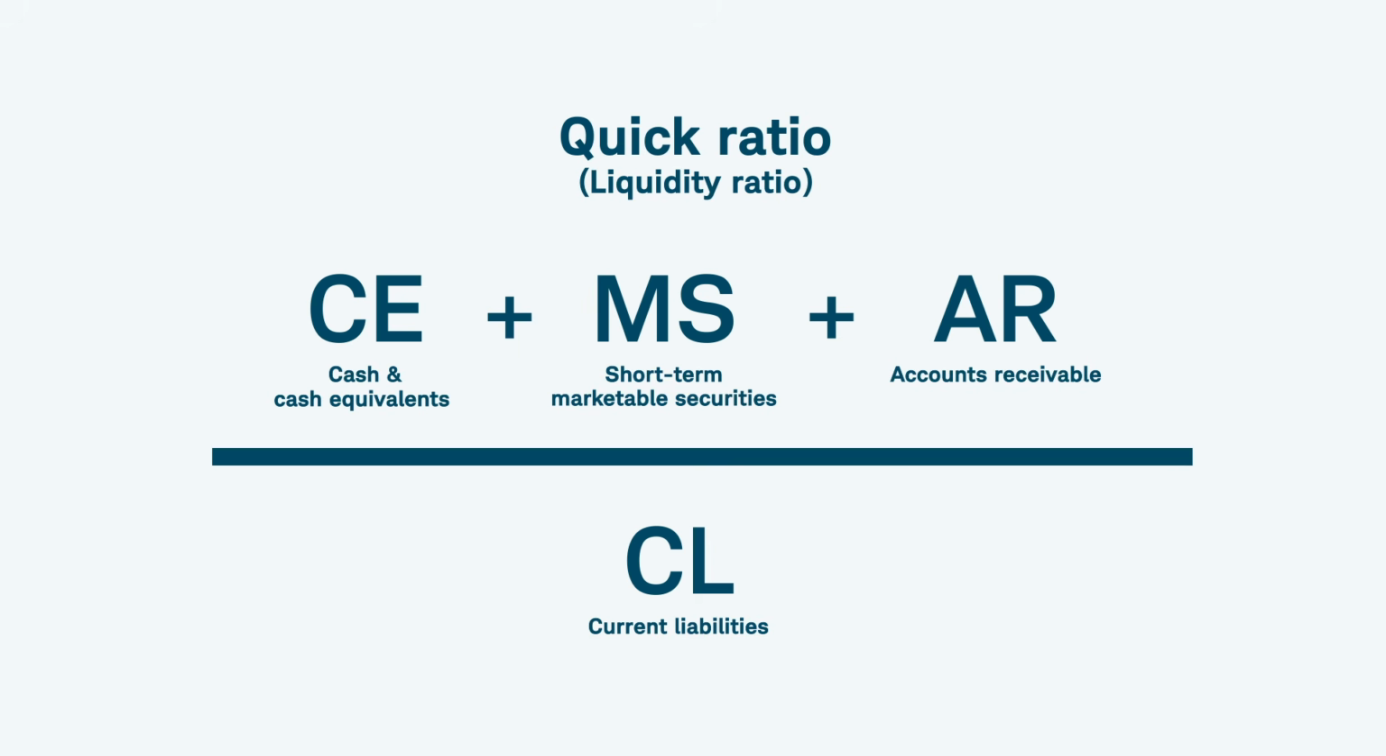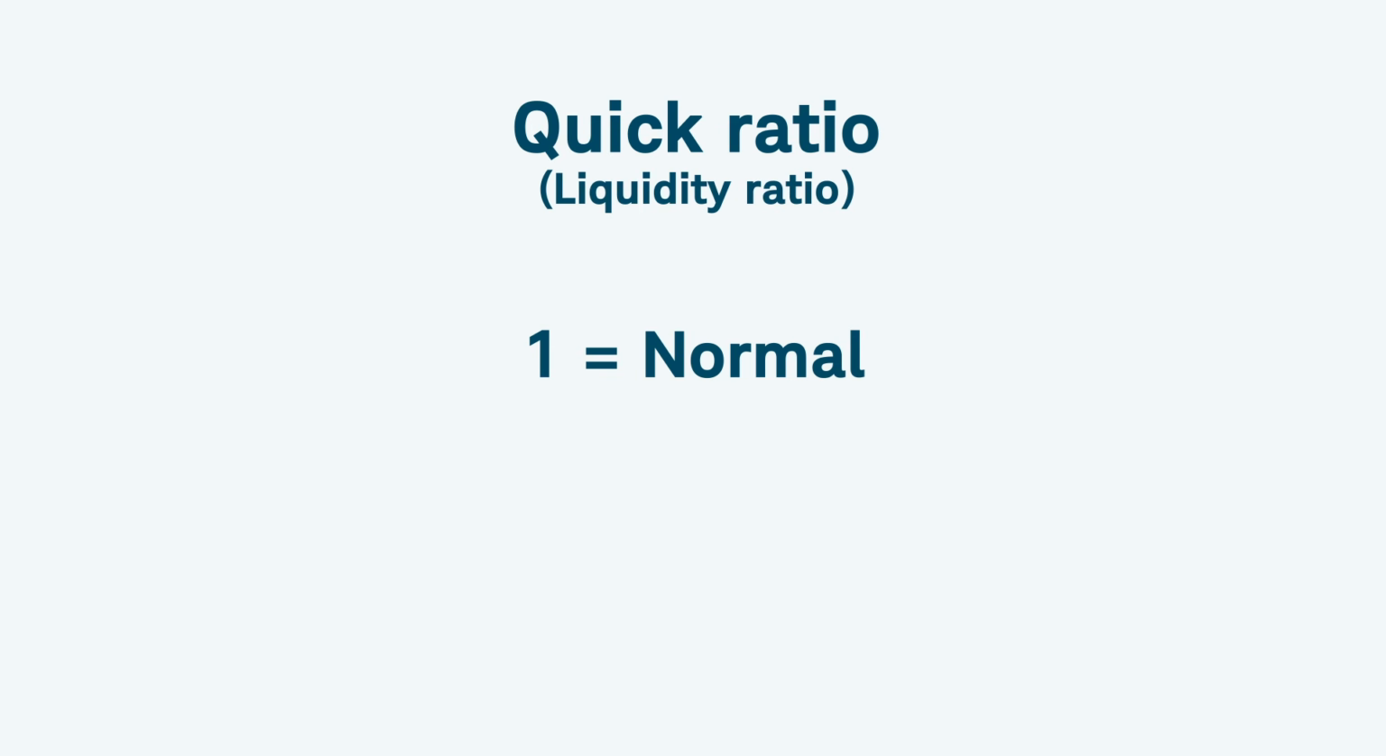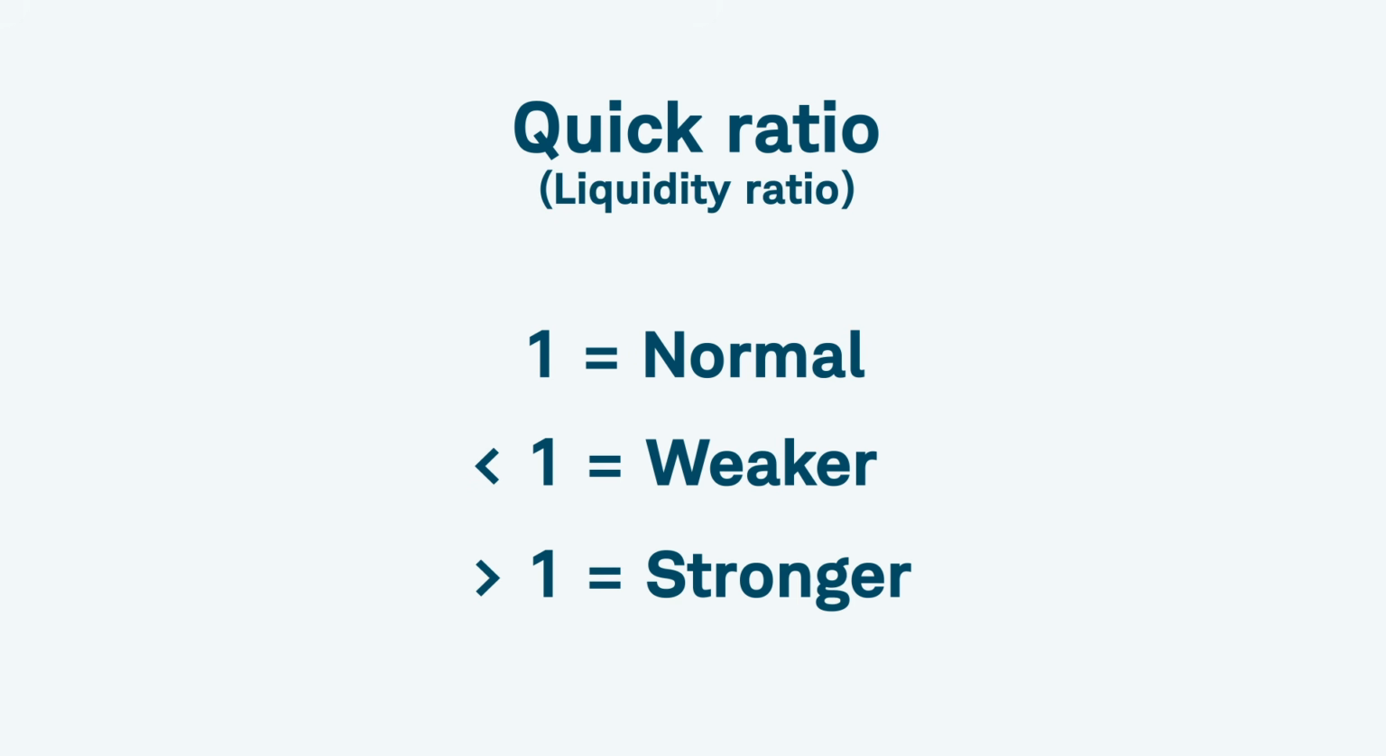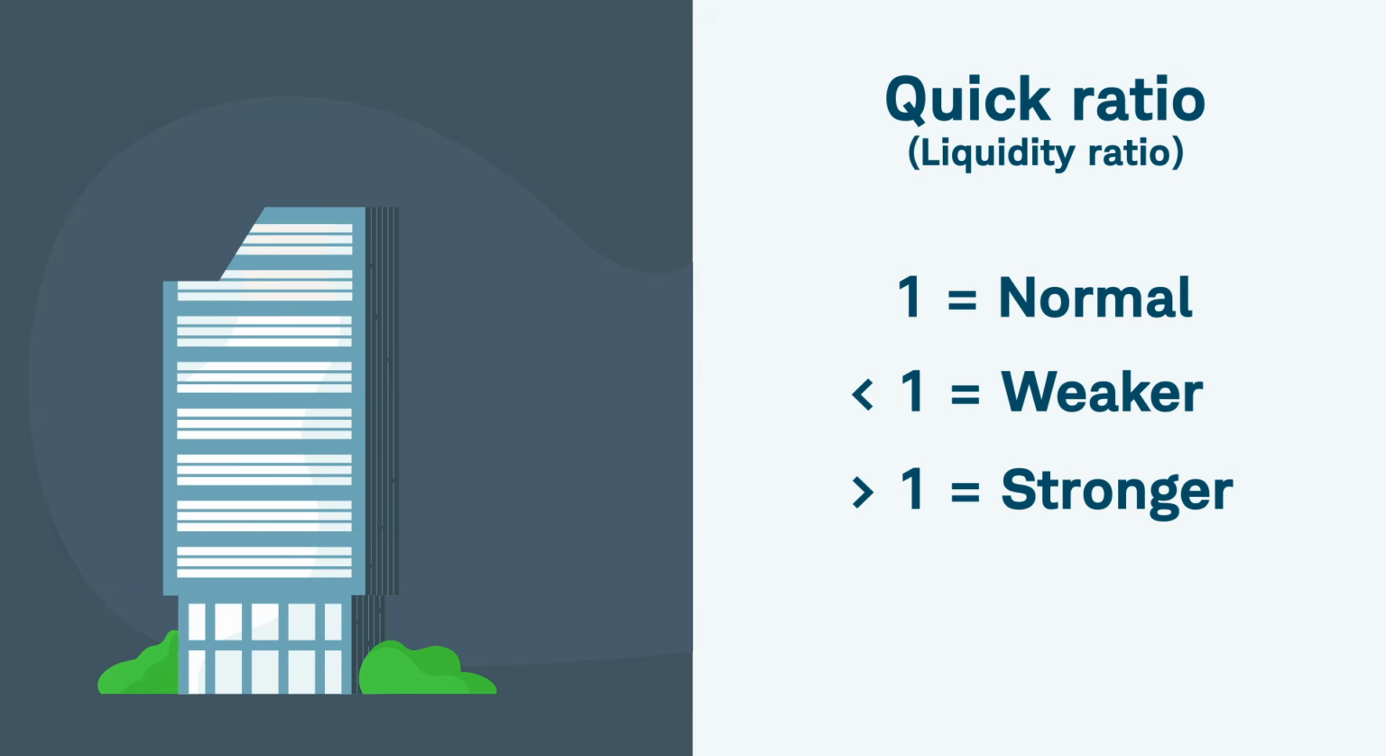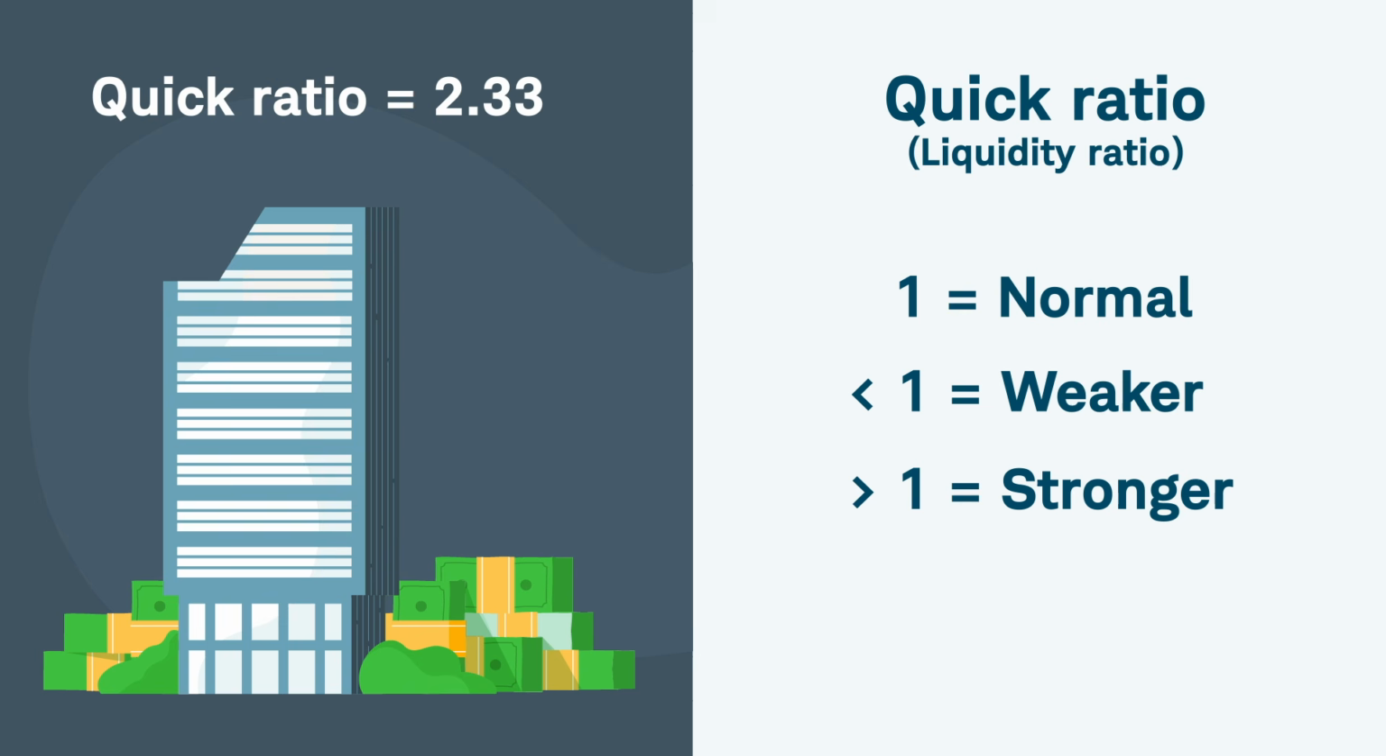Generally, a quick ratio of 1 is normal. Ratios less than 1 may be a sign that the company can't pay its bills. The higher the ratio, the higher the financial strength. Keep in mind what's normal may vary between industries. The previously mentioned tech company had a quick ratio above 1 and above its industry average. This suggested that it had enough cash to pay its bills.